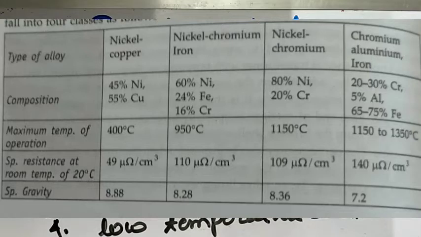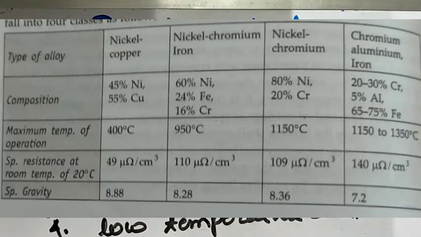So as per composition, in nickel copper alloy, nickel is about 45% and copper is 55%. In nickel chromium iron, the amount of nickel is 60%, chromium is 16% and iron is 24%. In nickel chromium, nickel is 80% and chromium is 20%. And in chromium aluminum iron, chromium is 20 to 30%, aluminium is 5% and iron is 65 to 75%.